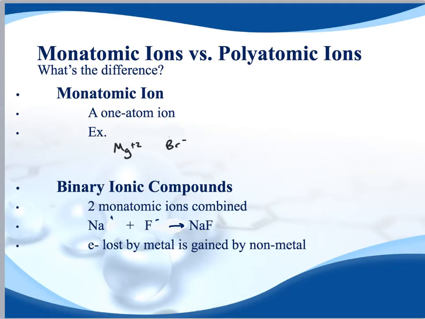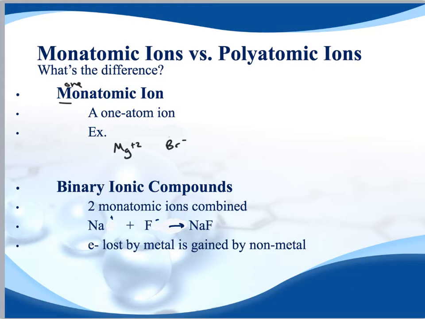Monatomic versus polyatomic ions. I kind of mentioned this at the end of the last video, but it's worth mentioning again. If I refer to something as a monatomic ion, mon meaning one, and atomic for atom, so one-atom ions. This would be something like a magnesium +2 ion or a bromide ion. Something like that where there's simply just one atom.